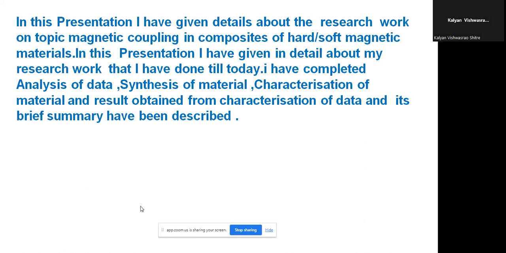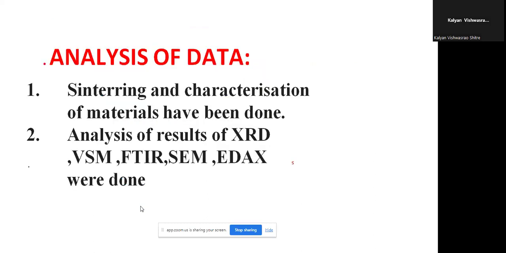Now today I am going to do the presentation on whatever research work I have completed on the topic magnetic coupling in composites of hard soft magnetic material. In this presentation, I have given in detail my research work that I have done till today. I have completed analysis of data, synthesis of material, characterization of material, and results obtained from characterization, and its brief summary has been given in this presentation. Okay, what I am going to do now is the analysis of the data.